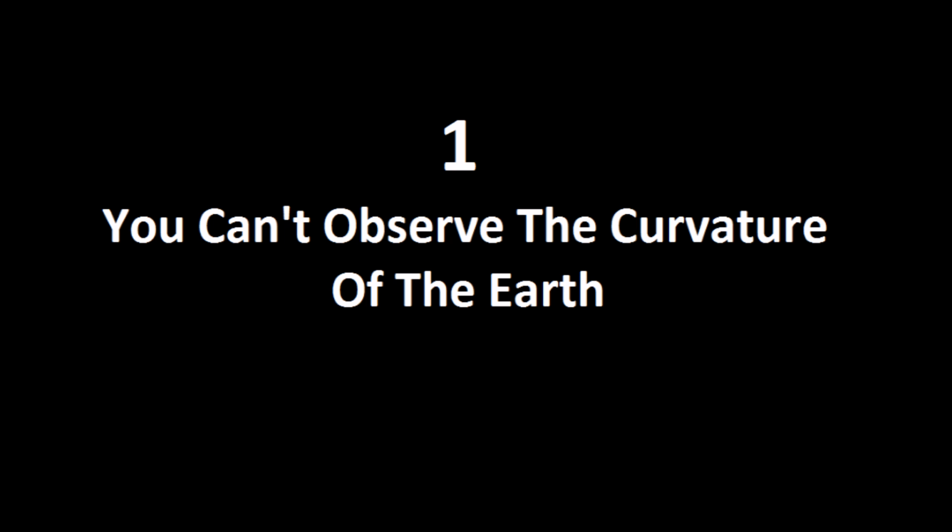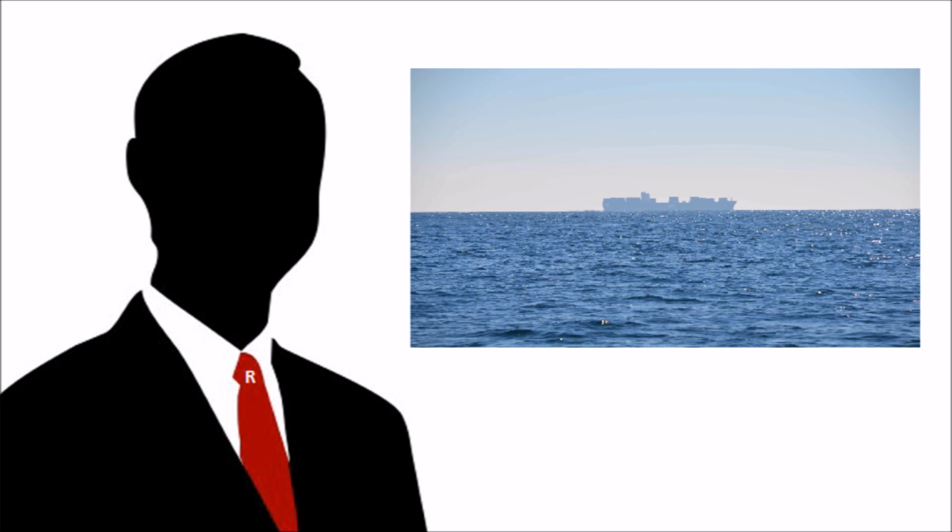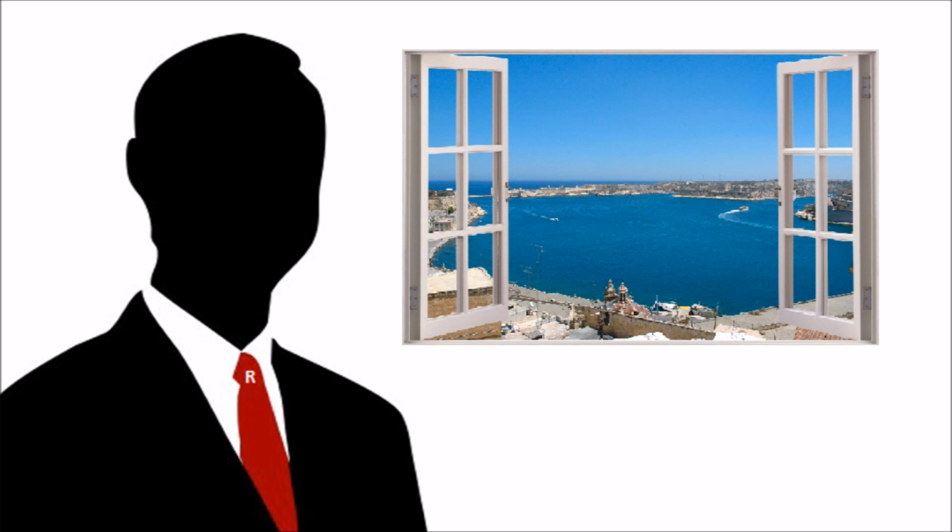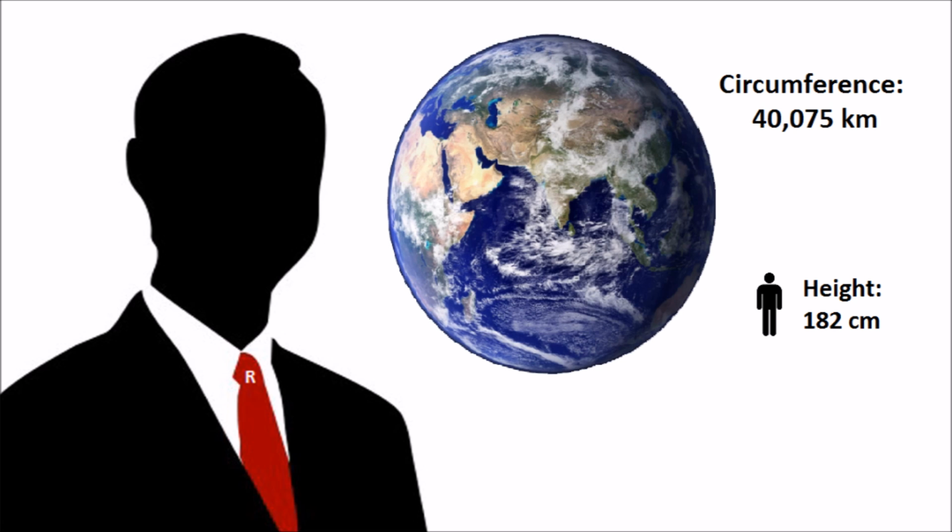Number 1. You can't observe the curvature of the Earth. Of course, if we could simply see the Earth's curvature easily with the naked eye without much difficulty, then the Flat Earth theory probably wouldn't have survived as long as it has. The reason we can't simply look out our window at the horizon and see an obvious curve, or the fact that we don't notice the curve on long drives or walks, is simply because the Earth is far too large from our perspective, with a circumference of about 40,075 kilometers.